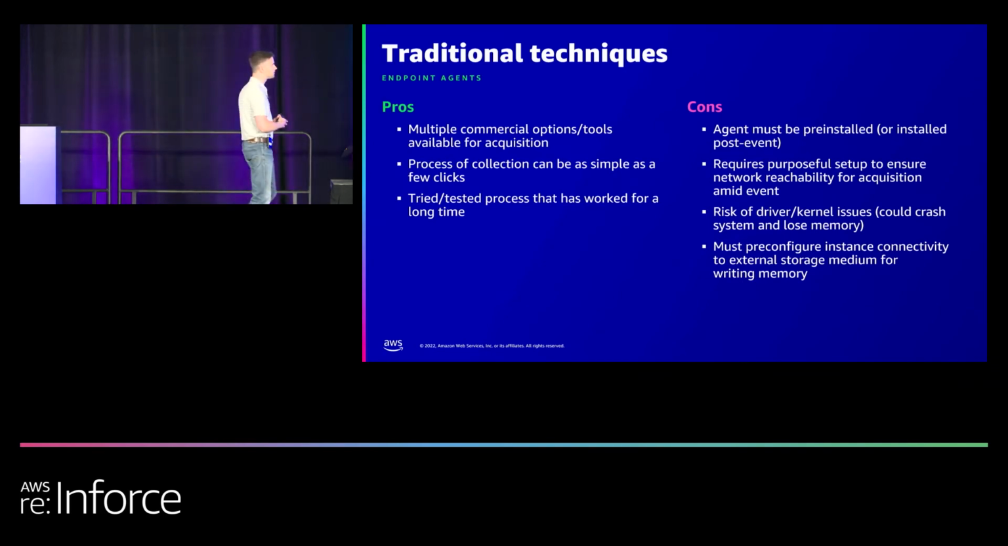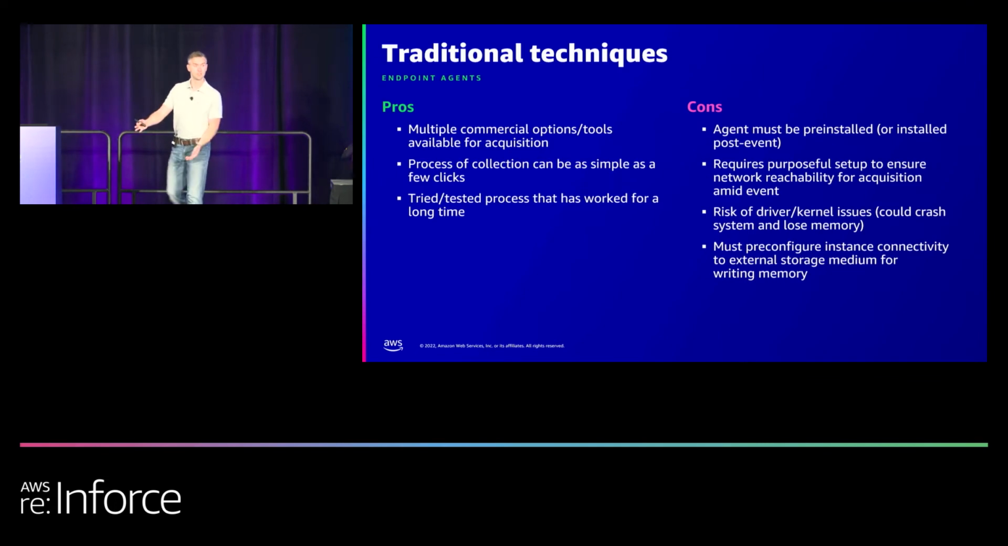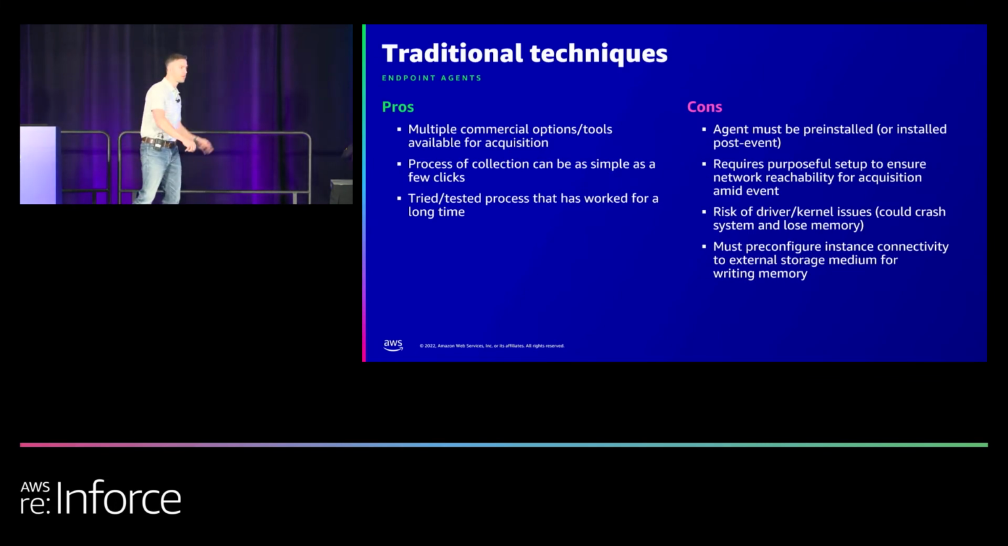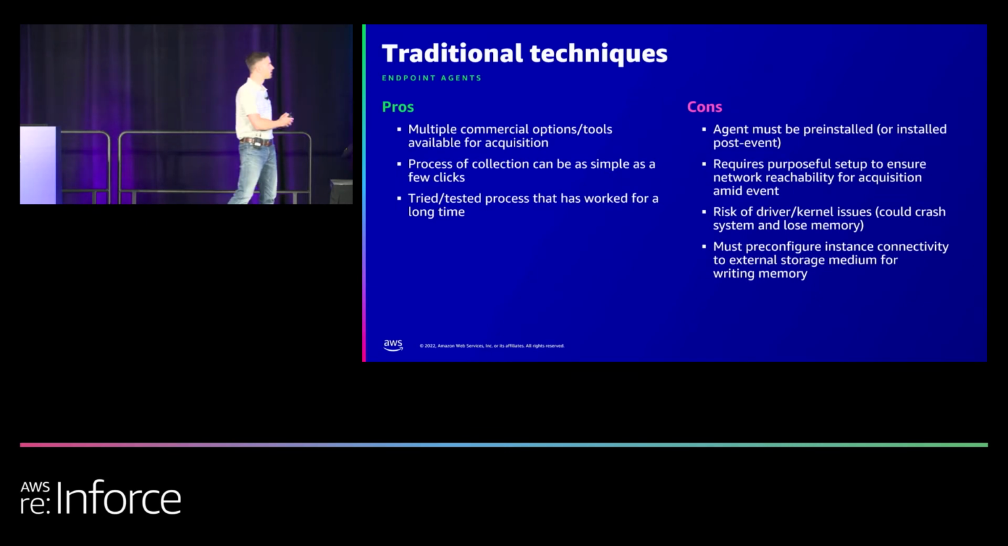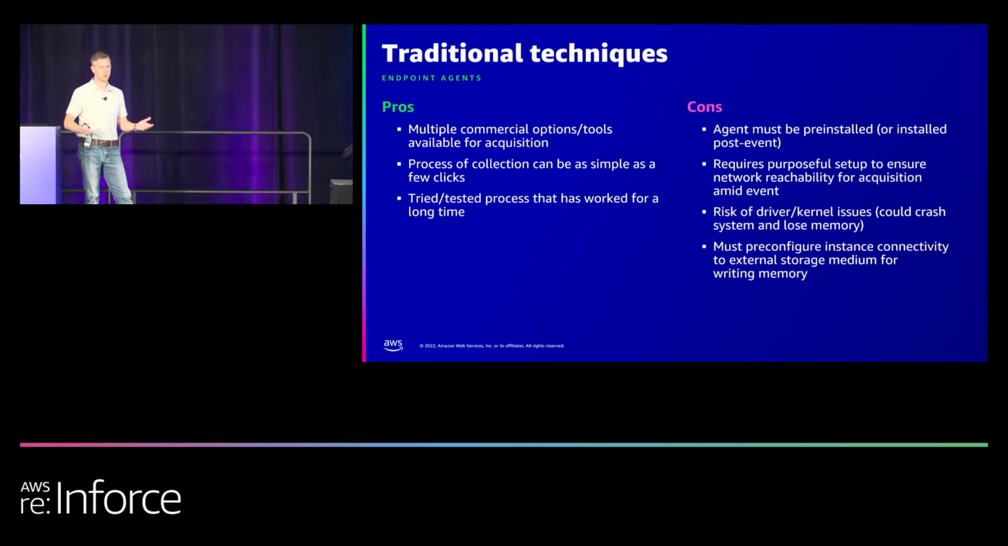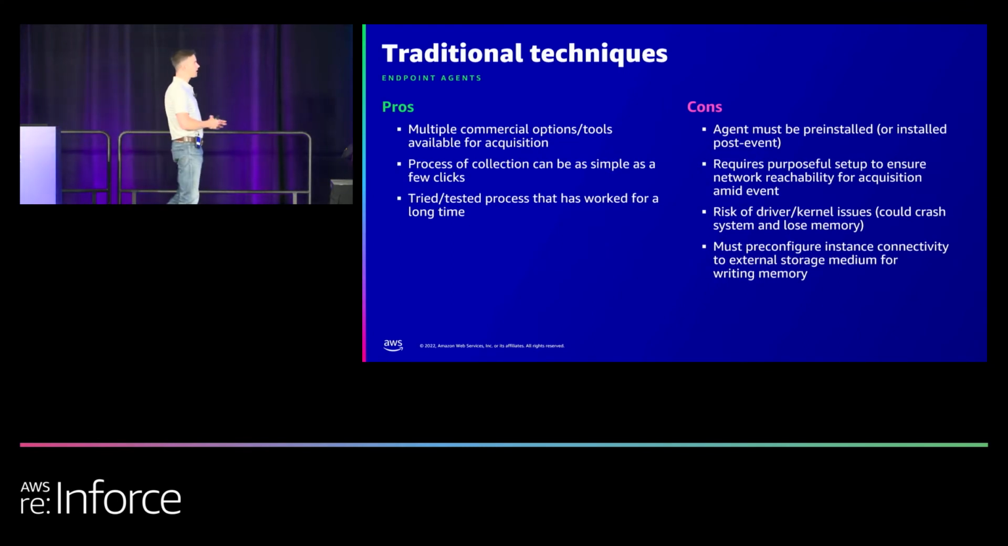It requires purposeful setup to make sure that we have those installed, and we've got network connectivity to get that memory image out of there, right? So we can request it to get out of there. How do we balance this with containment, right? How do we make sure that has the right connections to wherever we're taking this thing? Risk of driver and kernel issues: with any memory collection utility, there is a risk of running this because it interacts with the kernel to try and collect all of the available memory. And again, we've got to pre-configure that instance connectivity to external storage for writing memory, and not write it to the disk.